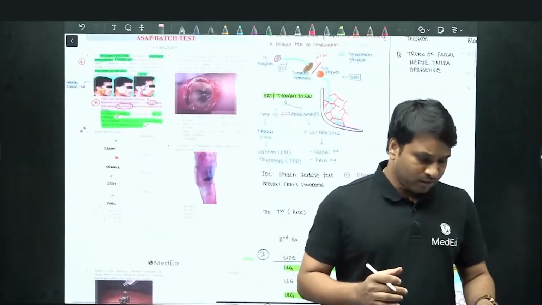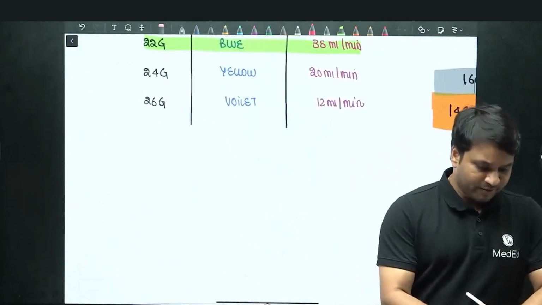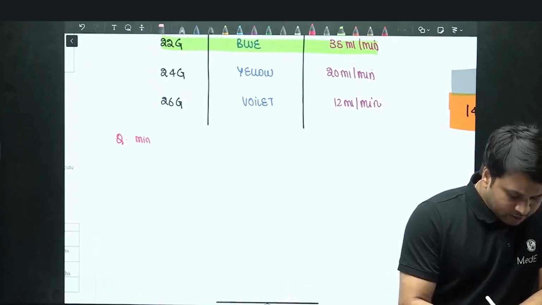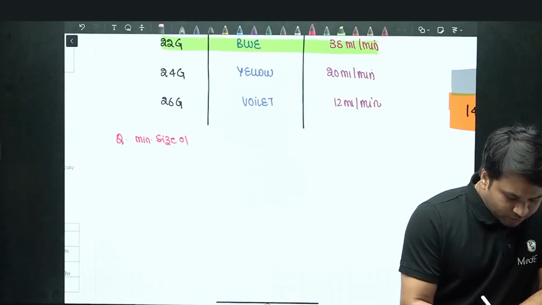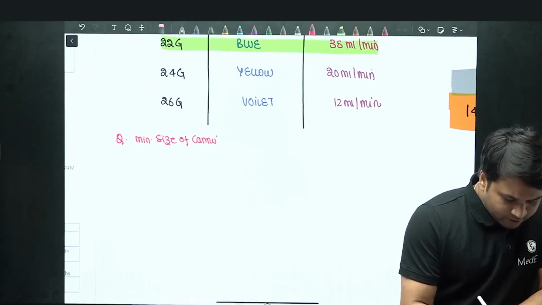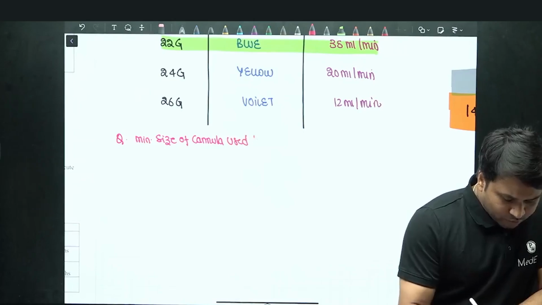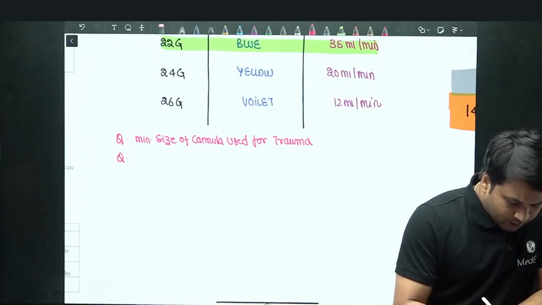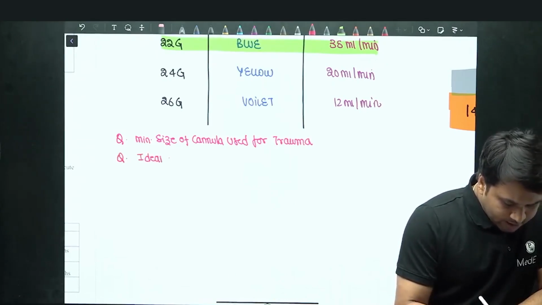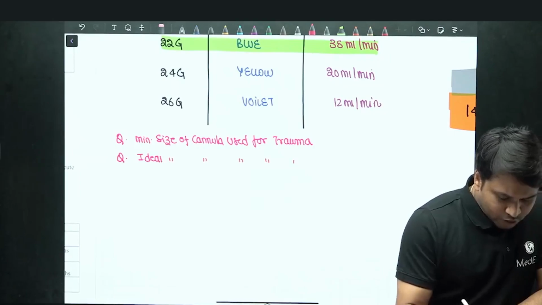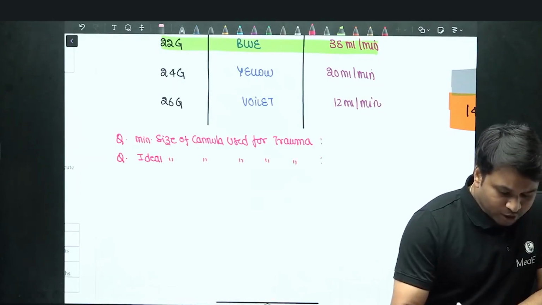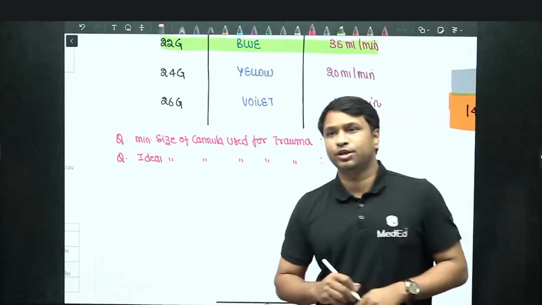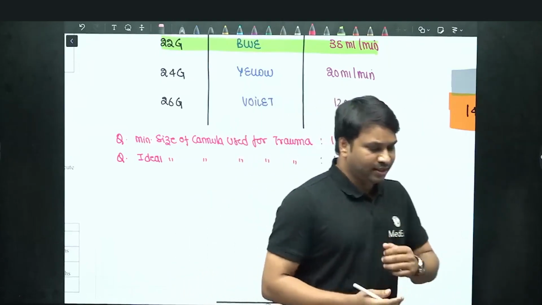चल, नाउ कैनुलास के बेसिस पे आपसे मैक्सिमम सवाल प्रीवियस एग्जाम्स के क्या पूछ लेगा. नंबर 1, व्हाट इज द मिनिमम साइज ऑफ कैनुला? व्हाट इज द मिनिमम साइज ऑफ कैनुला यूज्ड फॉर ट्रॉमा रिससिटेशन? एंड व्हाट इज द आइडियल साइज? मिनिमम पूछेगा तो बोलना है 18 गेज. आइडियल इज गोइंग टू बी योर 16 गेज नीडल. Ideal it is going to be your 16 gauge needle.